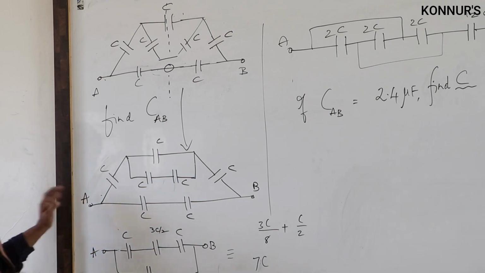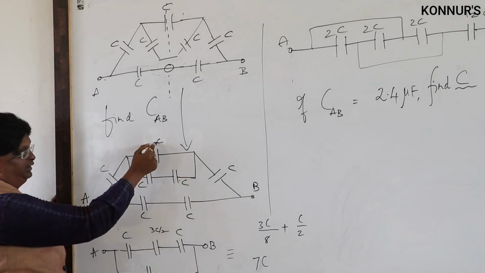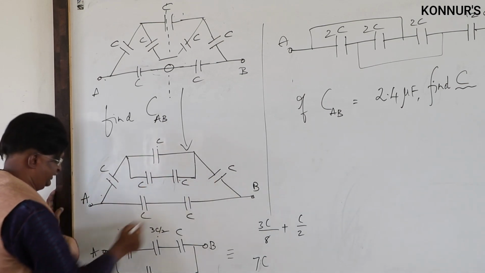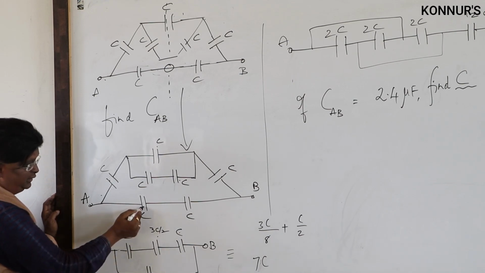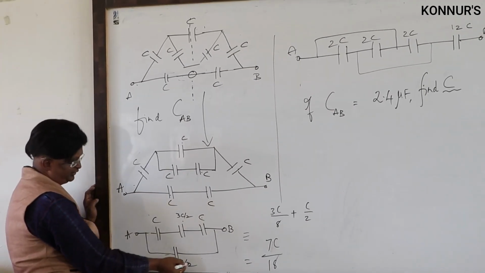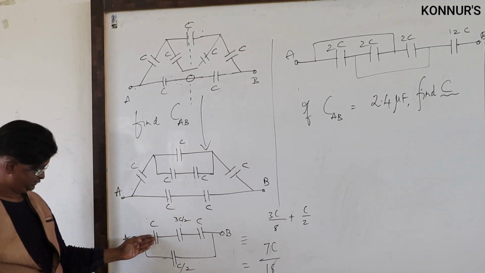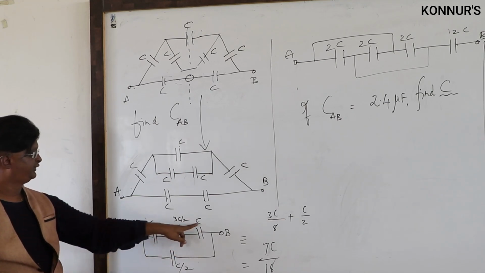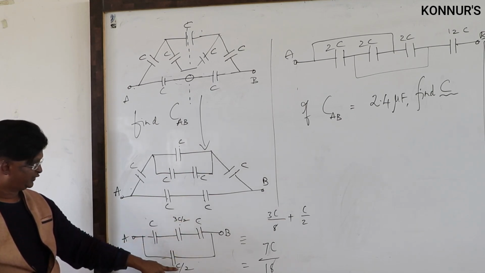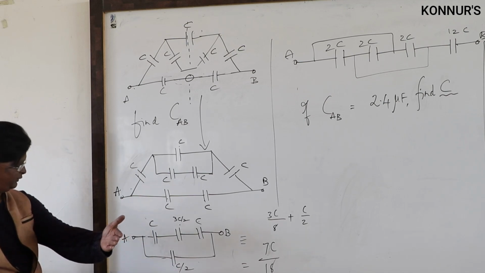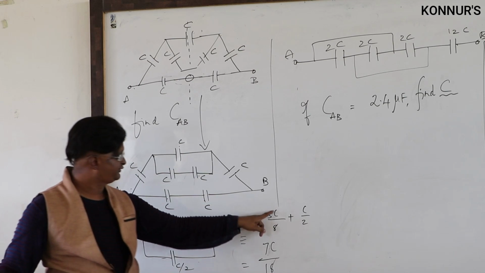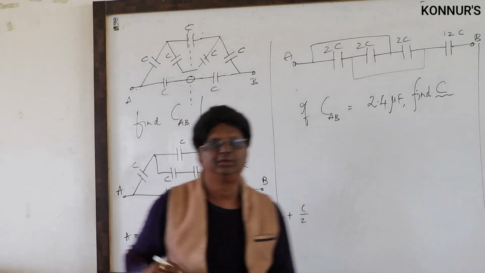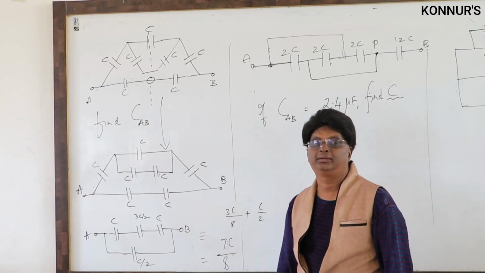Now you see here the same C and C, C by 2 and C in parallel, therefore it is C plus C by 2, 3C by 2. This one C, C. Again you will see here C and C in series, therefore it is C by 2. And finally you have C, 3C, C. This one is again C by 2, C and C, 3C by 2. And this one is C by 2. And we have already shown in the previous example, this will give you 3C by 8, and the parallel combination is C by 2. So 3C by 8 plus C by 2, yes, 7C by 8.